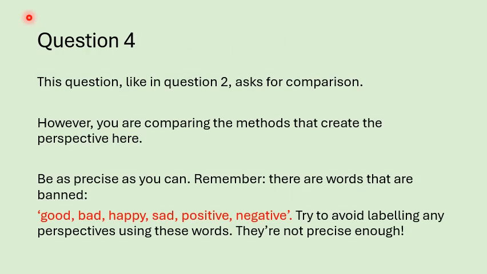Okay, we're now on to question 4. So question 4, in this question, like in question 2, it's going to ask us for a bit of comparison. However, you are comparing the methods that create the perspective here. Okay, so remember, as precise as you can. No good, bad, happy, sad, positive, negative. Okay, they're not precise enough. You want to be precise in what the writer thinks.